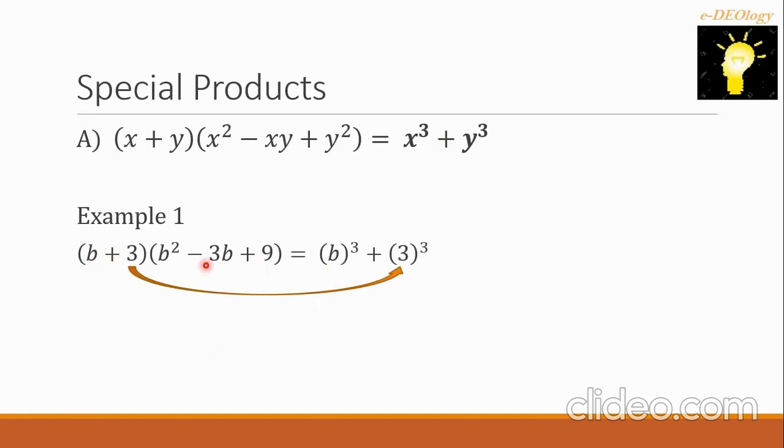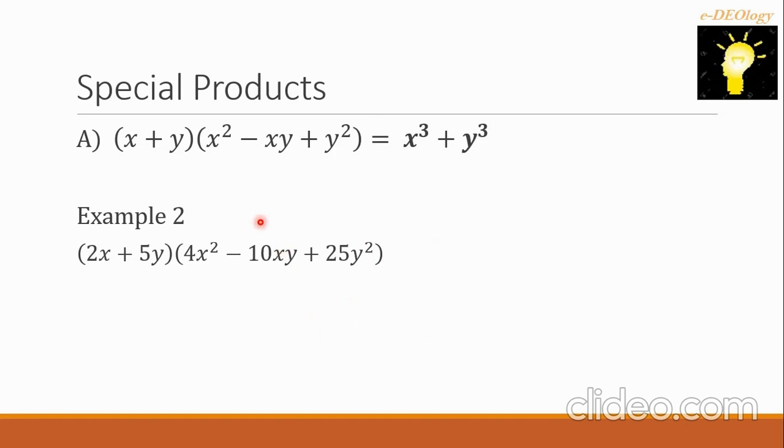And for the second blank, the 3 will be put on the blank, and then we'll put the power 3 or cube. And then we will simplify. So the b raised to 3 will be b cubed, and then the 3 cubed will be 27. So this is our final answer. Let's have example 2.